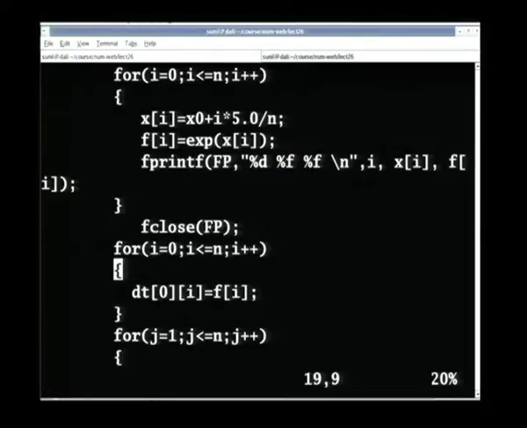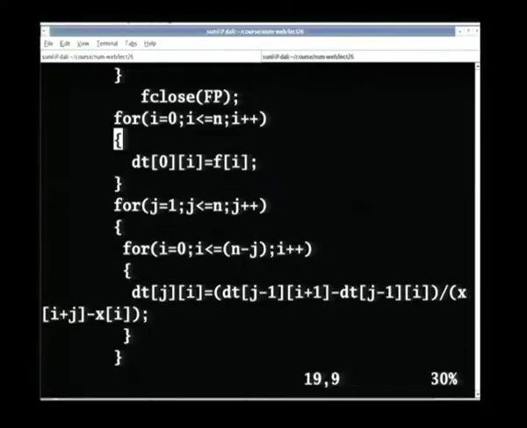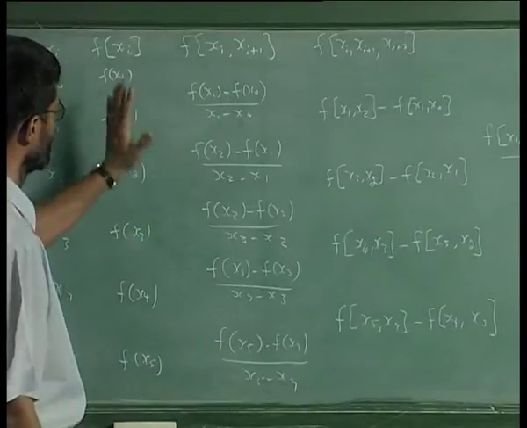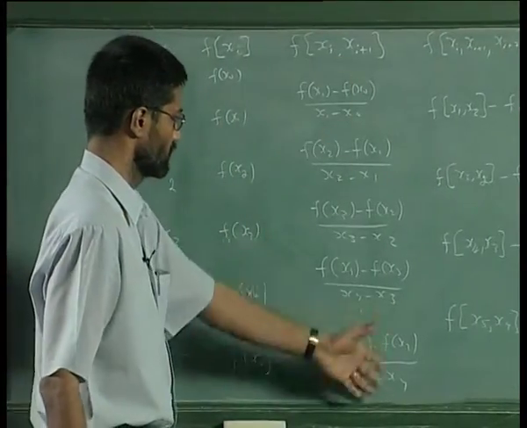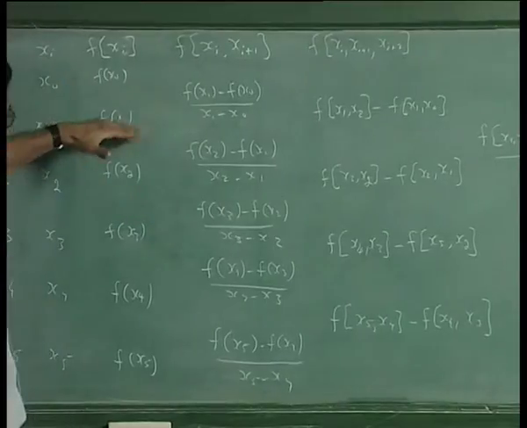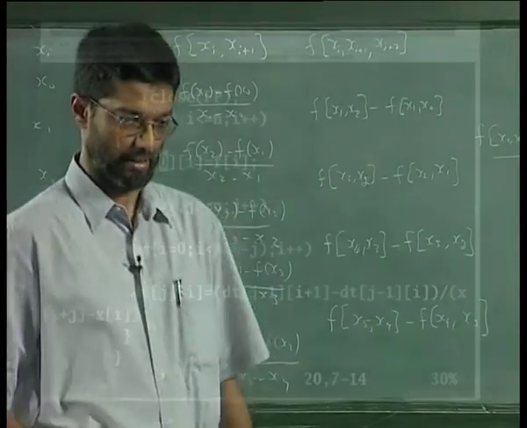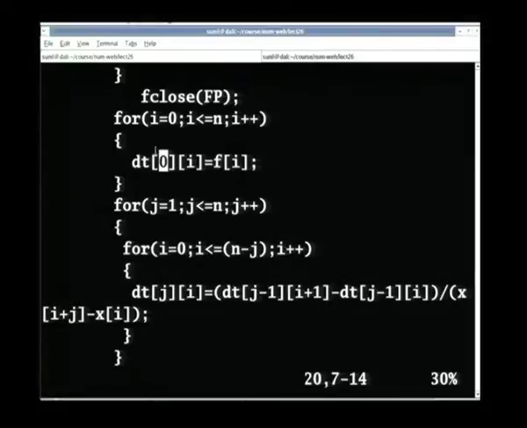And then here I compute now the divided difference. I compute the divided difference into a two-dimensional array. One index is for the columns and one index is for the rows. So, the first index here is for the order of the divided difference, starting from 0, and when this is 1, that is the first order divided difference, and 2 is the second order divided difference, etc.